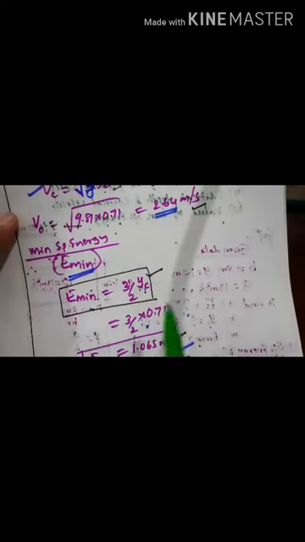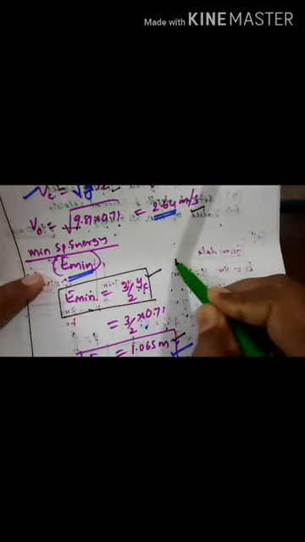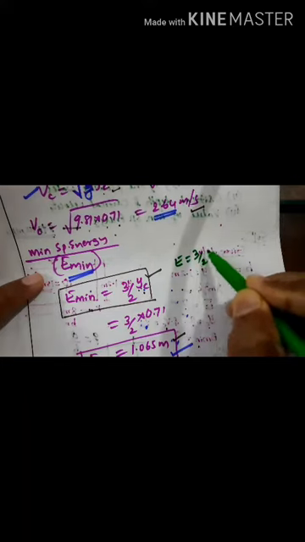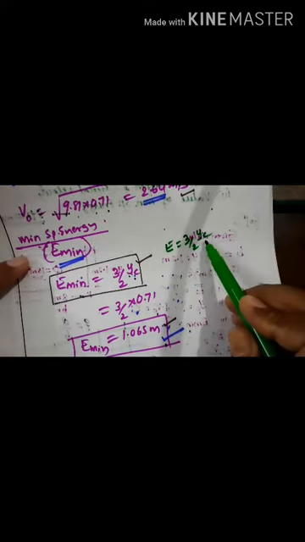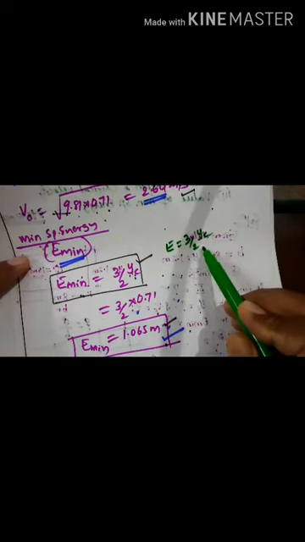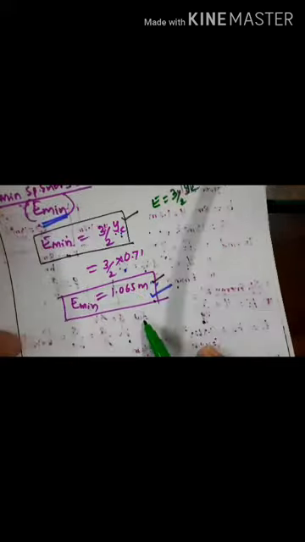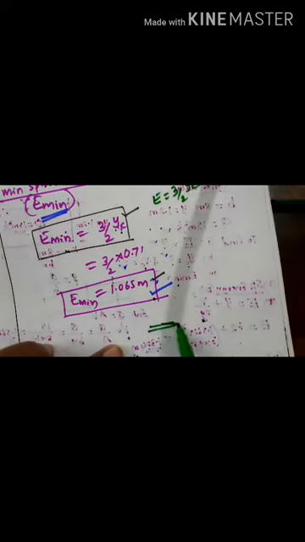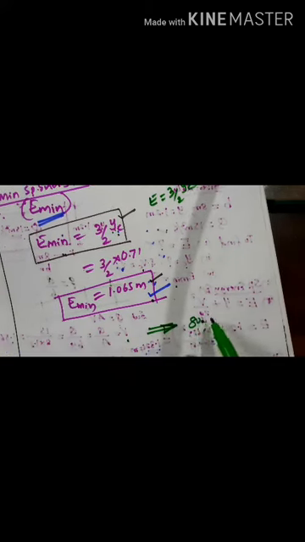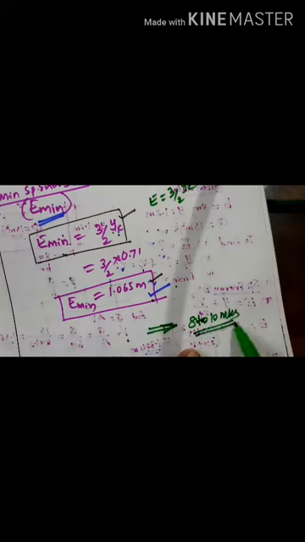Then the minimum specific energy can be expressed in terms of critical depth: 3 by 2 into yc. This formula we have. Just use this formula and substitute the value of yc here, and you will get the minimum specific energy in the channel. So these problems are simple. Generally they will be asked for 8 to 10 marks in an exam.